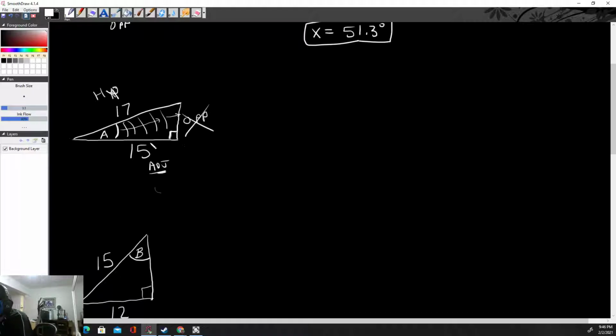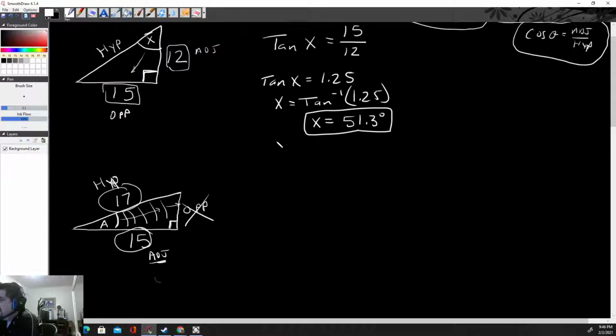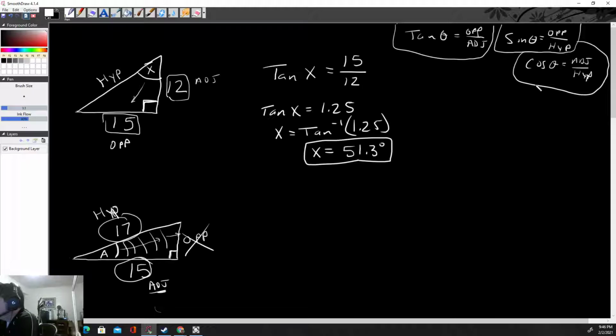There is no opposite on this one. They only told me the hypotenuse, and they told me the adjacent. So which one has opposite, hypotenuse, and adjacent, sorry? And that would be cosine right here.